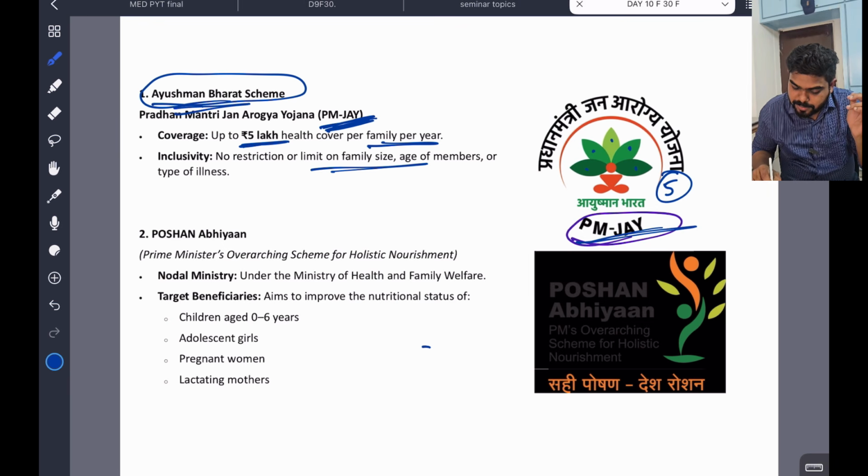Next, you can see something here. There is a small tree-like figure. You can see child and mother, and different leaves. This is known as Poshan Abhiyan.